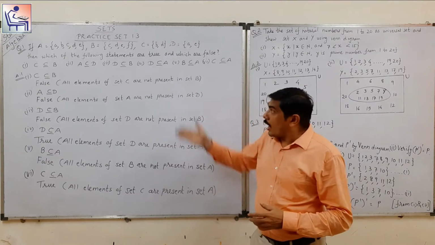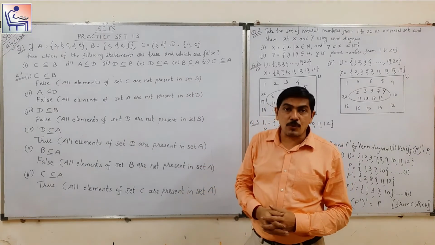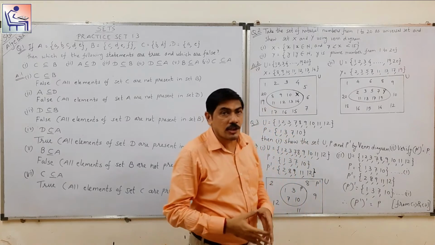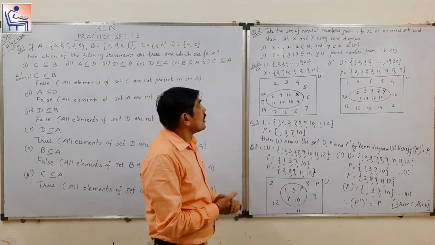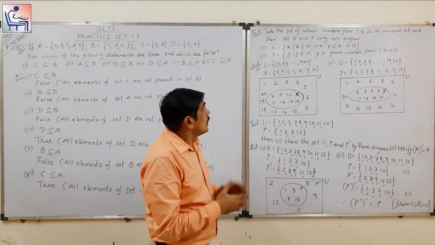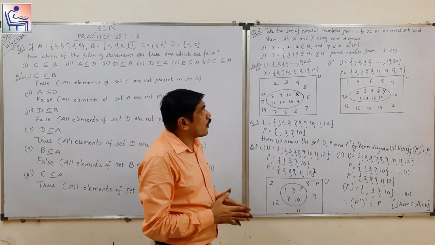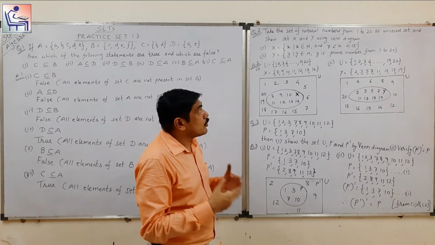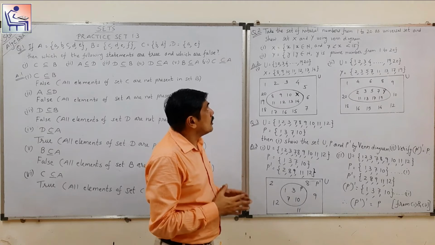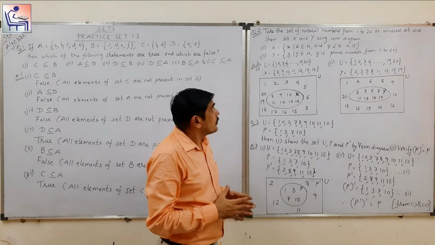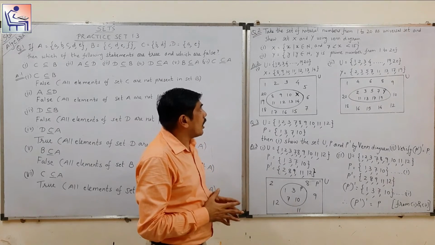And now, after completion of this first question, we are moving towards question number 2. See the question number 2. Take the set of natural numbers from 1 to 20 as universal set and show set X and Y using Venn diagram.